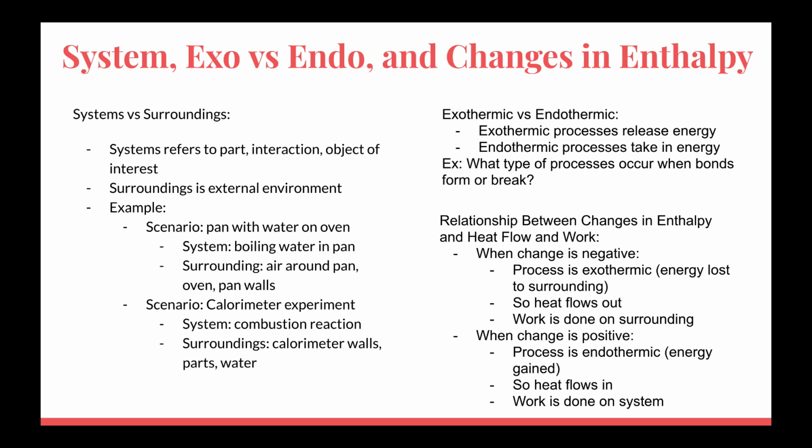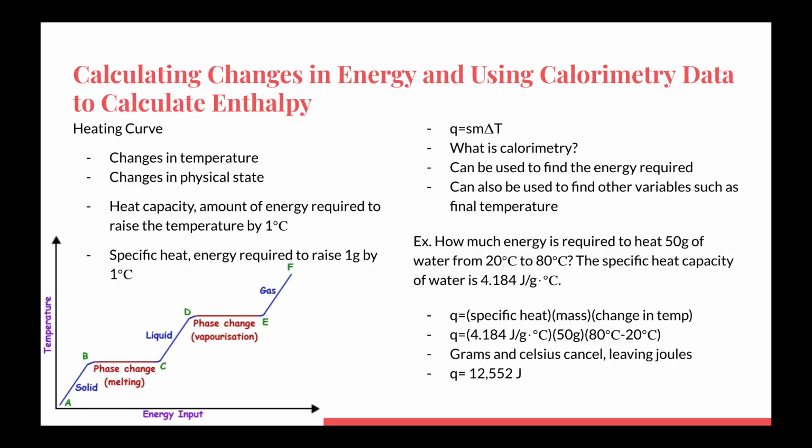And then when the change in internal energy is positive, this means that the process is endothermic, because energy is being gained. This also means that heat is flowing from the surroundings into the system, since that's the only way that energy can be added into the system, thereby making it endothermic. This also means that the surroundings are therefore doing work on the system. Now we will be discussing how to calculate changes in energy and using calorimetry data to calculate enthalpy.